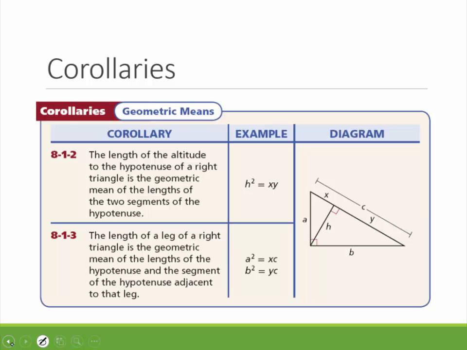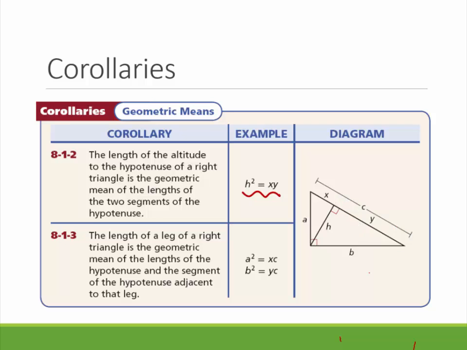So the length of the altitude to the hypotenuse of a right triangle is always the geometric mean of the lengths of the two segments. So that means this right here, this H, is the geometric mean of the two segments, X and Y. And that works every single time. You could go back to the problems that we did in class and double check that. And remember, the geometric mean is the square root of the product of the two numbers. So they're saying H squared is always equal to X times Y.